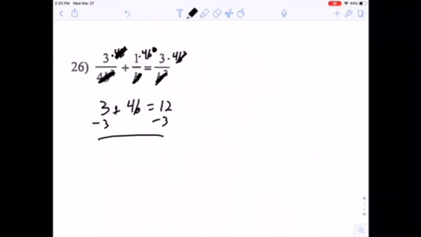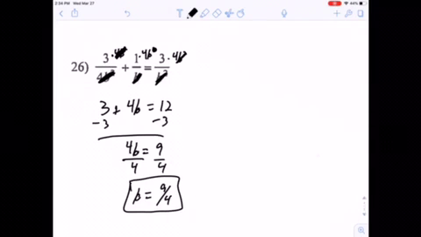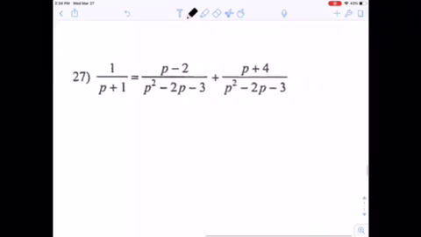Subtract the 3, 4b equals 9. Divide by 4, and b equals 9 fourths. All right, looking at that, only 0 would make the denominator 0, so therefore that works.